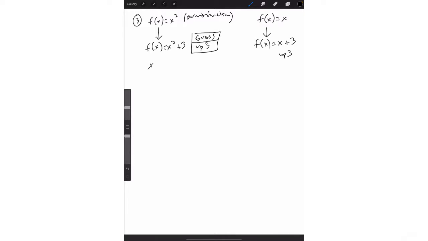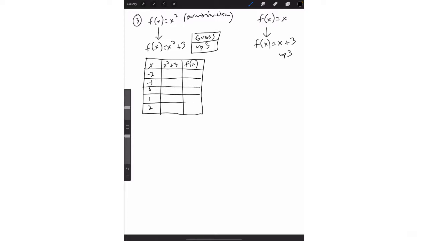So just like before, instead of using 7 points, I'm going to use 5 this time. I'm going to use -2, -1, 0, 1, and 2. Okay, and I'll keep my process column this time. My process column is going to be x squared plus 3. And then at the very end, my f of x. All right, and I'll draw these out like this. So we'll go through the very first one. I'll say -2 squared plus 3. -2 times -2 gives me a positive 4. 4 plus 3 equals 7.